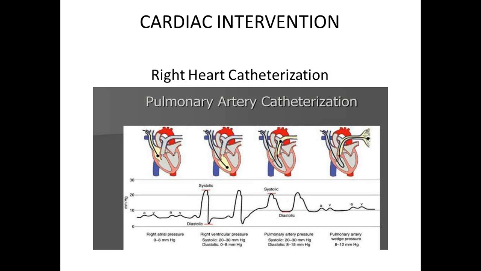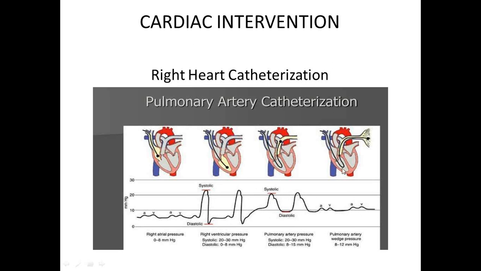And then the waveform that you're going to get is similar to your right atrial waveform. Pressures are going to be a little bit higher because the pressures on the left side are a little bit higher. But you're going to get your A wave, your X descent, V wave, Y descent, okay?